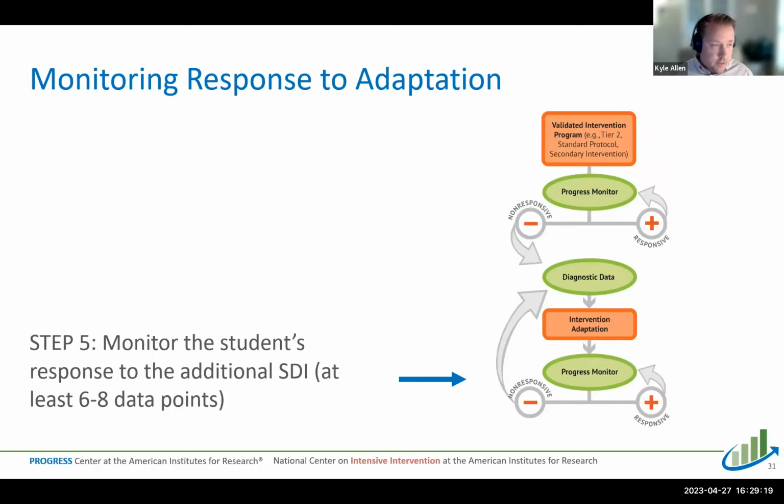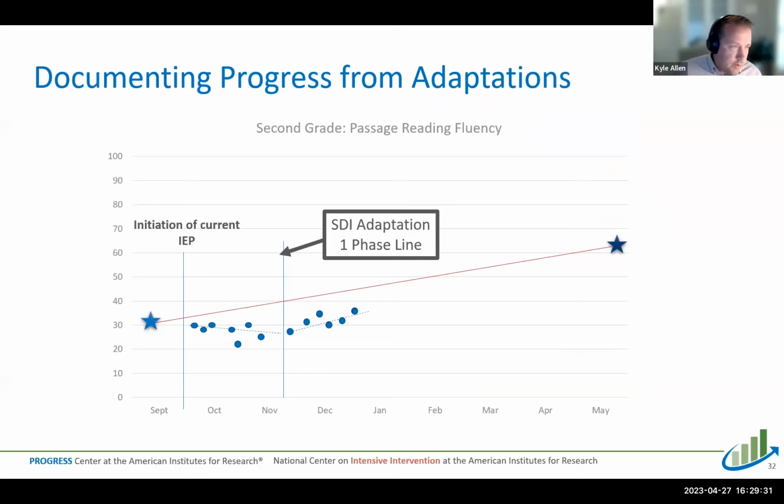And really, in terms of how many data points, it really does depend, but I think you would have to at least have 6 to 8 data points to even begin to make that determination. And so this is just a kind of a graphical example of that. And so the teacher here made a change to the original SDI. They made an adaptation, and she draws another phase line here, okay? This would allow the teacher to assess the impact of the SDI with the new adaptation in comparison to the SDI without the adaptation, okay?